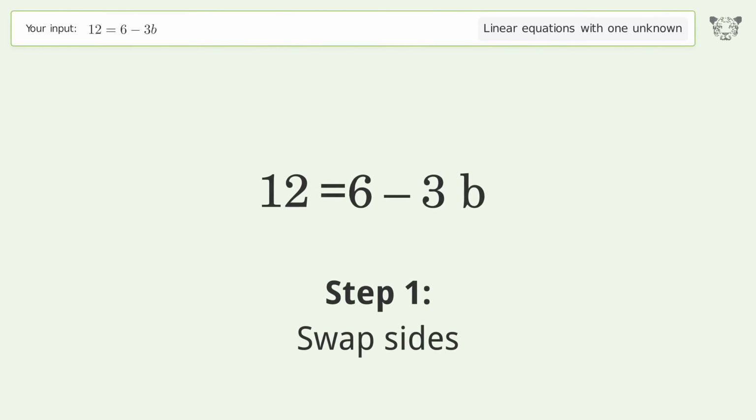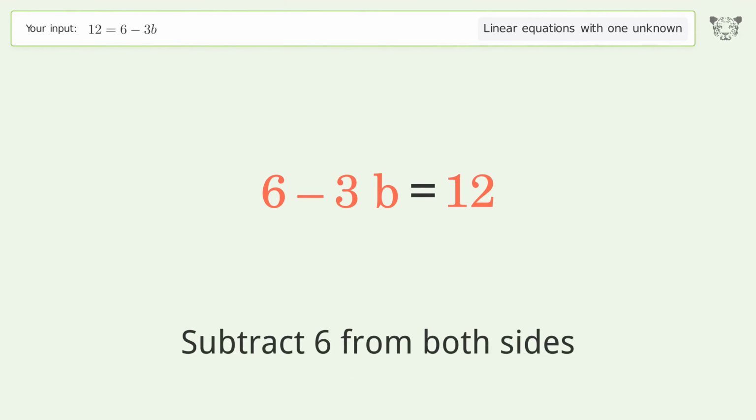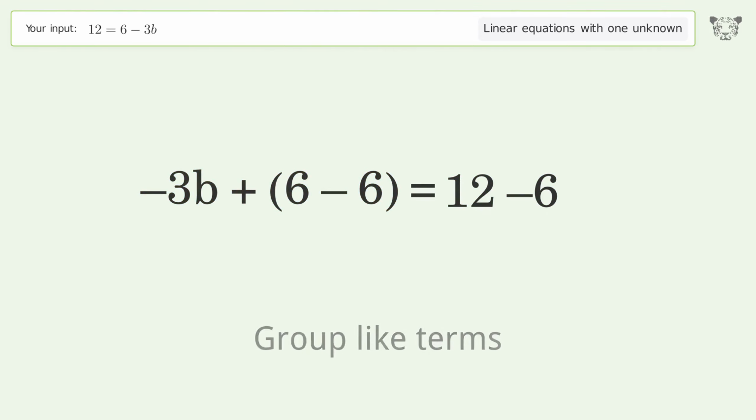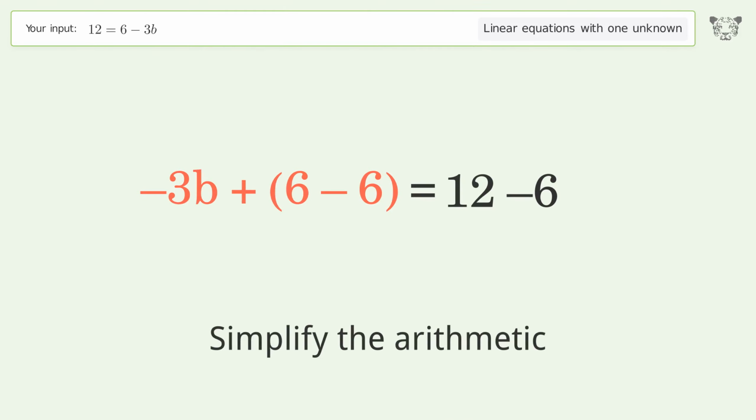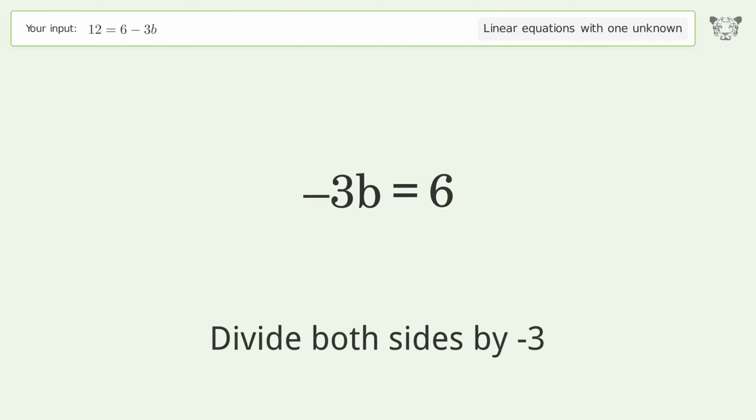Swap sides. Group all constants on the right side of the equation. Subtract 6 from both sides. Group like terms. Simplify the arithmetic. Isolate the b. Divide both sides by -3.